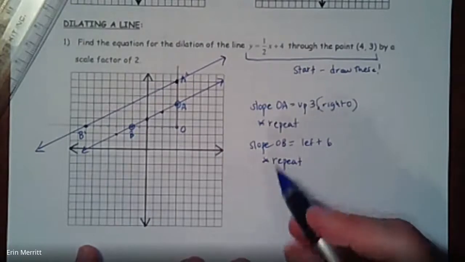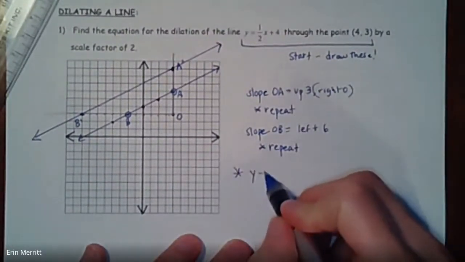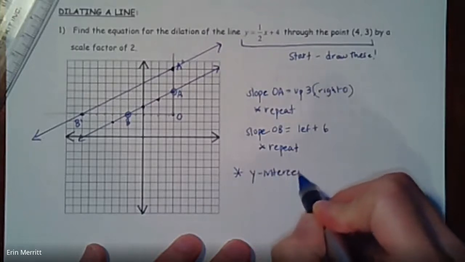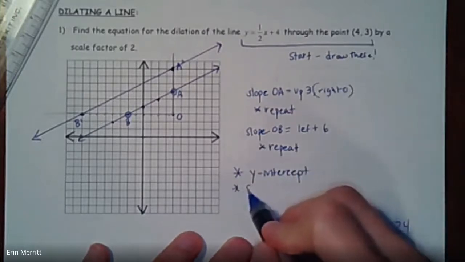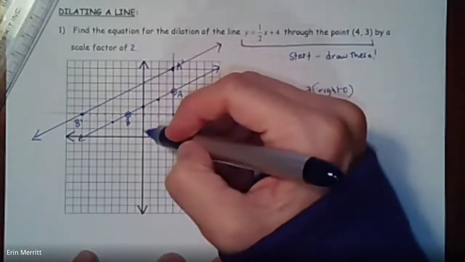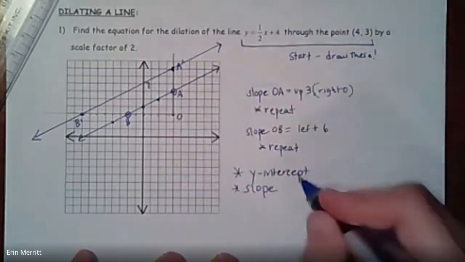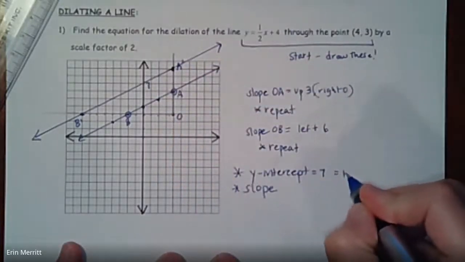When it says find the equation, to find the equation, I need 2 things. I need the y-intercept, and I need the slope. So let's use the graph. The y-intercept, count it out. We got 1, 2, 3, 4, 5, 6, 7. So that's my b value.